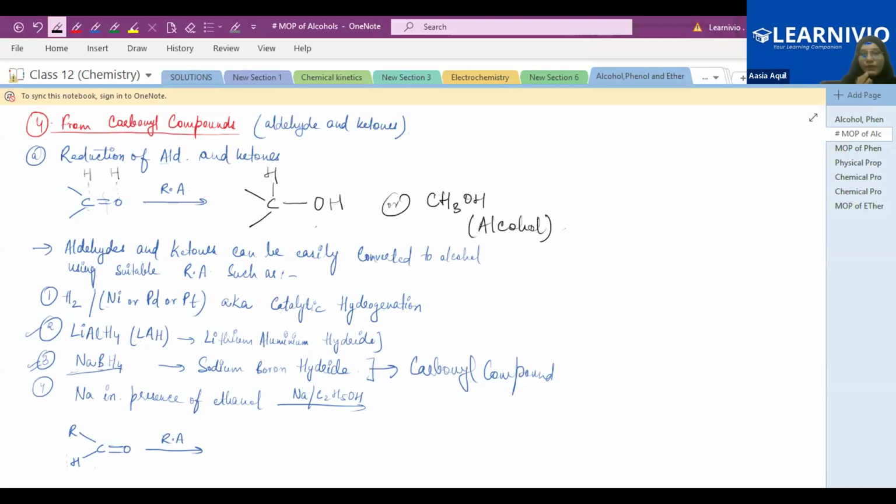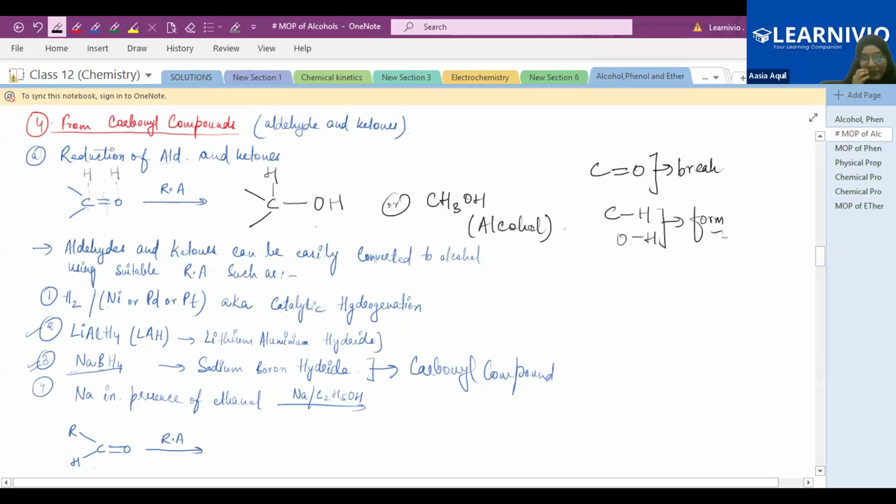Yeah. So reduction of aldehyde and ketone will give you the corresponding alcohol, right? Just what you are supposed to do, just this CO bond will be broken. Just a second. The CO bond, just... What do you have to do with the new bond? Break it, right? And new bonds will be formed, right? Which are the CH bond and OH bond. These two new bonds will be formed simultaneously, right? Means you have to add hydrogen.